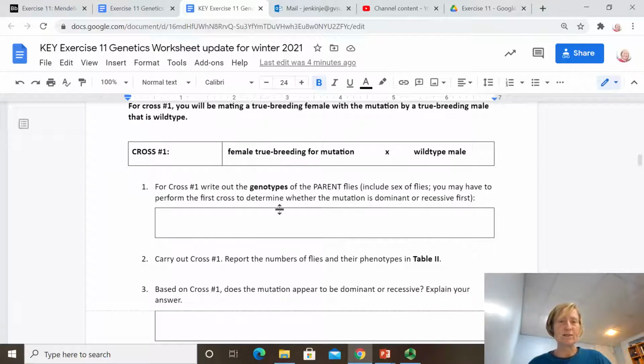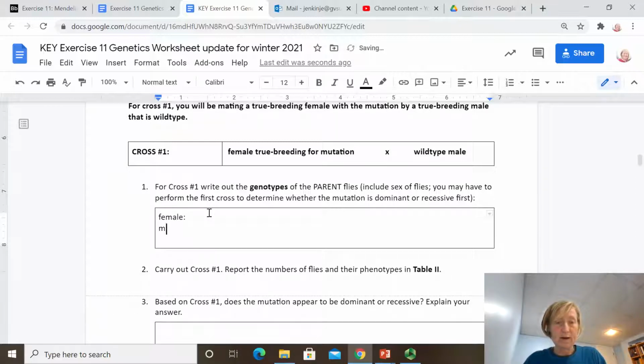So the first thing it says is write out the genotypes of the parent flies. Well, I don't know them yet exactly. I do know the wild type male, right? The wild type, so I'm going to write down the female. I don't know quite yet, but the male I know is wild type. So I'm going to put down plus because he has 2 wild type alleles. We know that she's going to be homozygous, but we don't know if ebony is dominant or recessive. So I'm going to leave that there.